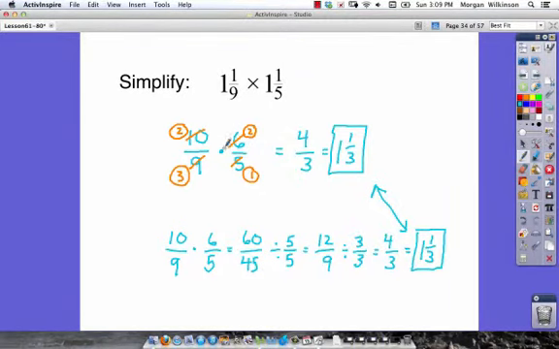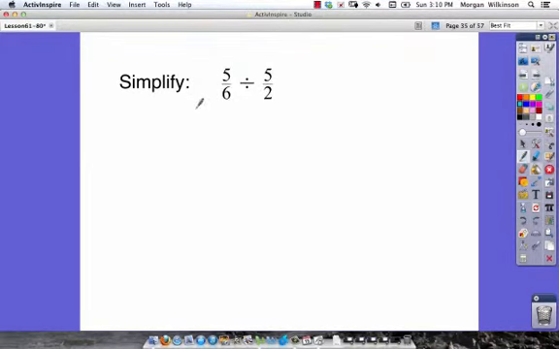Personally, I like the top method of simplifying before you multiply. You can see the multiplication is easier. There was no division in the end because we were fully reduced before we did the multiplication. Both of them get the same answer, but simplifying before you multiply is quicker. We've got one more problem.